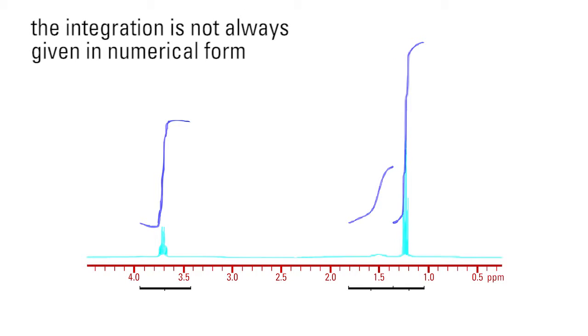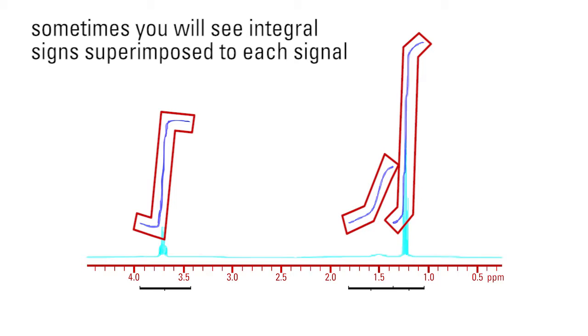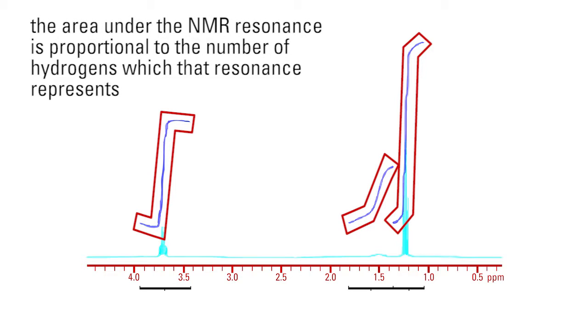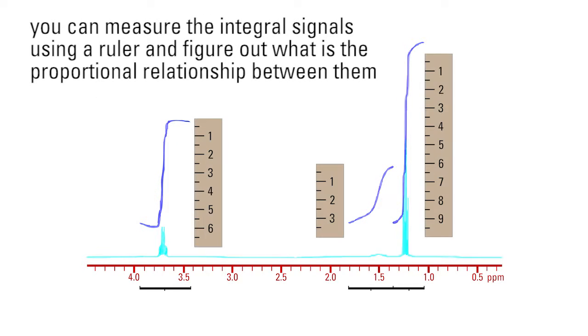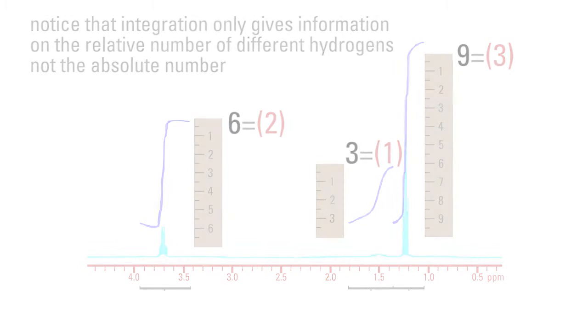The integration is not always given in numerical form. Sometimes you will see integral signs superimposed on each signal, such as in this example. The area under the NMR resonance is proportional to the number of hydrogens which that resonance represents. You can measure the integral signals using a ruler and figure out what is the proportional relationship between them. Notice that integration only gives information on the relative number of different hydrogens, not the absolute number.